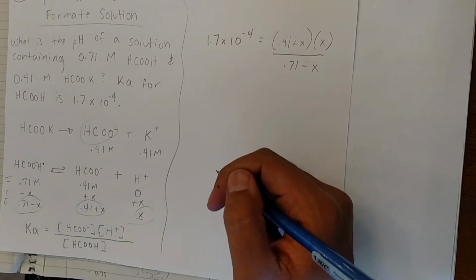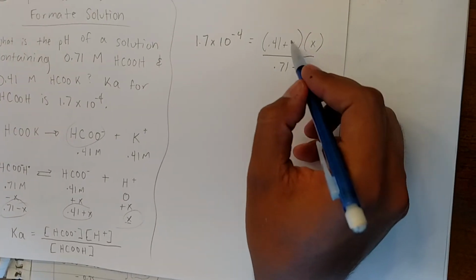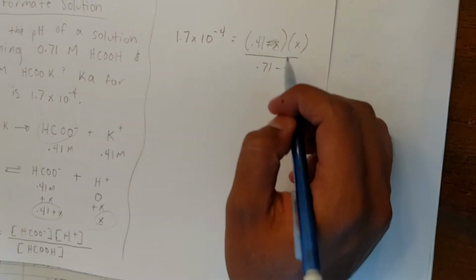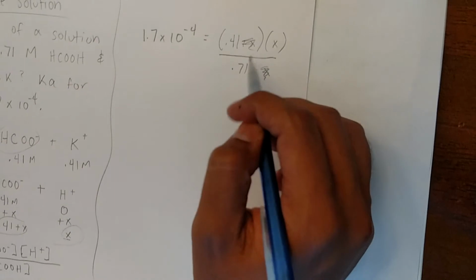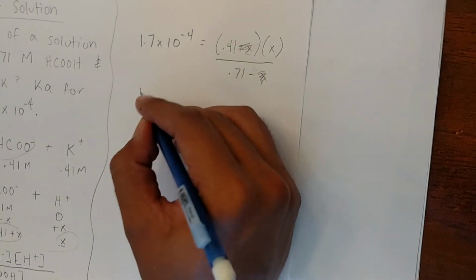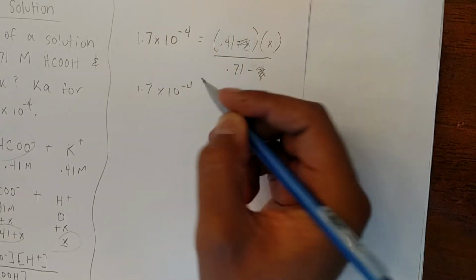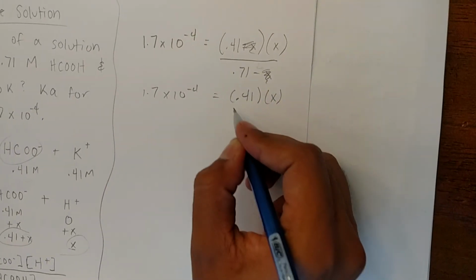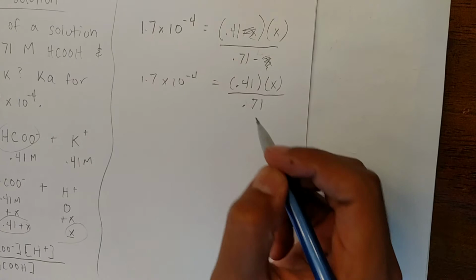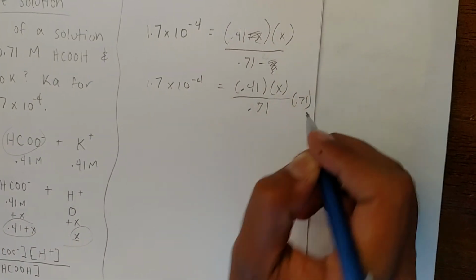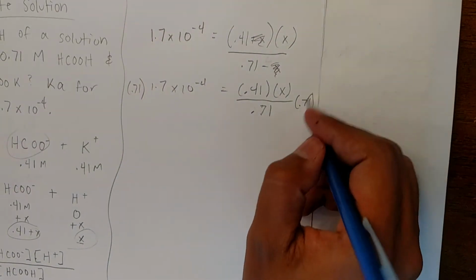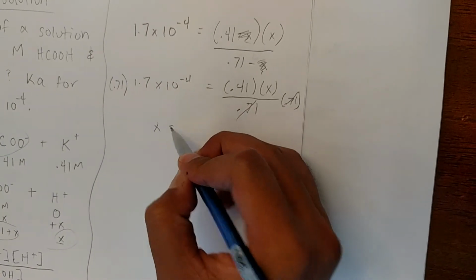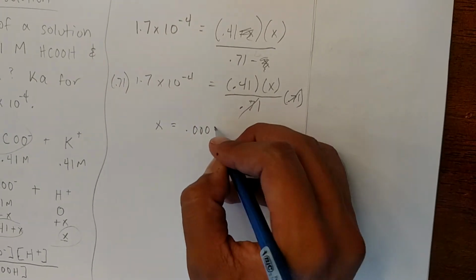Now we must solve for X. But before we do that, we're going to get rid of the X right here and the X right here, because those X's are so small that we don't have to consider them in the equation. So we're left with 1.7 times 10 to the negative 4 equals 0.41 times X over 0.71. Multiply by 0.71 on this side and 0.71 on this side. Solving for X, we get X is equal to 0.00029.